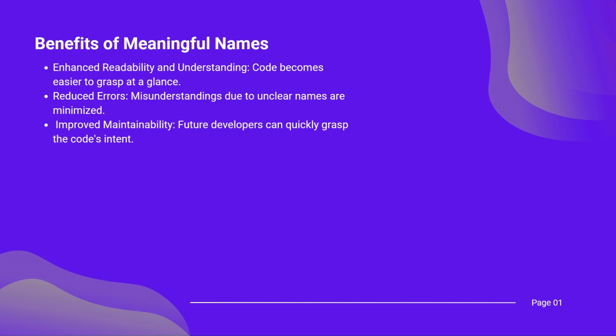By christening your functions and variables with clarity, you transform code from a cryptic maze into a welcoming map. The path forward is clear. Embrace meaningful names and unlock the power of self-explanatory code. With each descriptive name, you weave a tapestry of understanding, inviting future developers to navigate your code with ease.